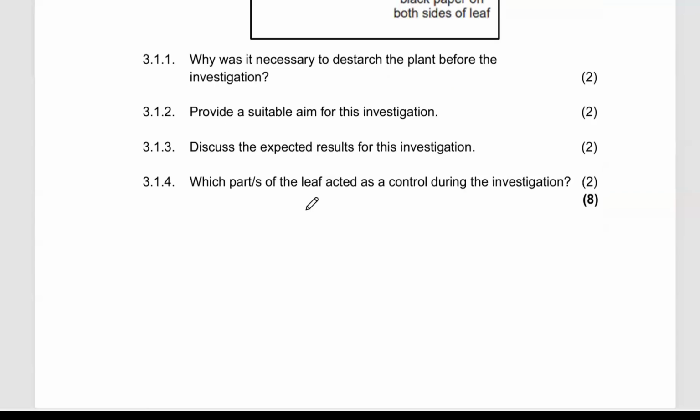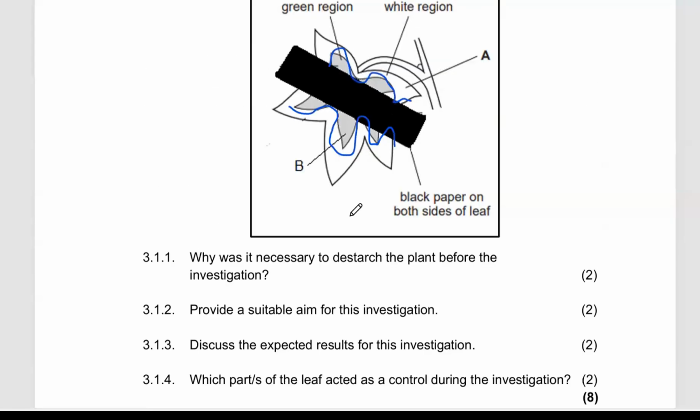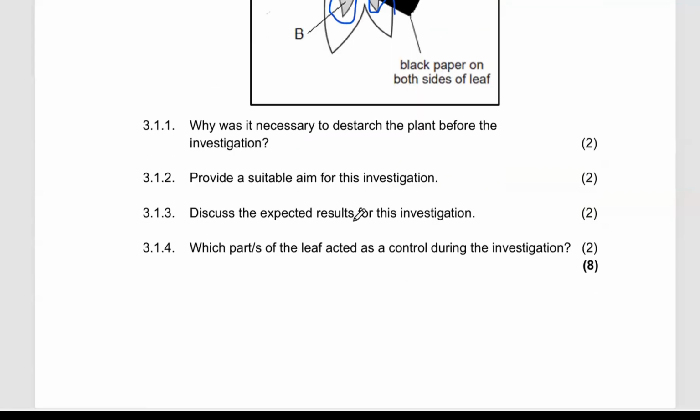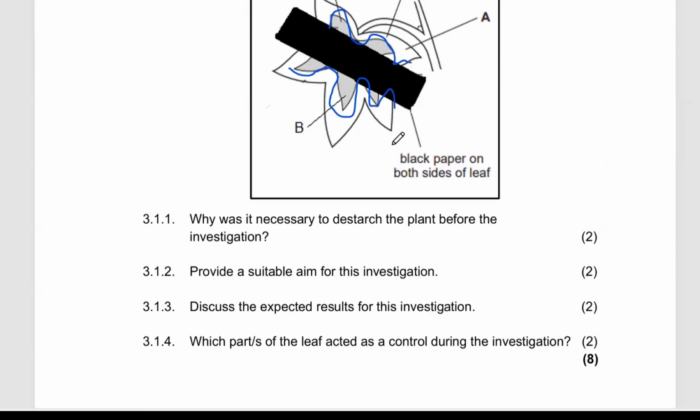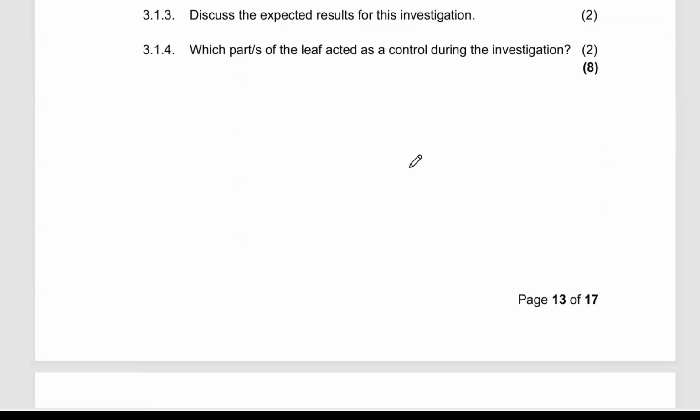Then we go to which part or parts of the leaf act as a control experiment. Here, the control experiment is the part of the leaf covered with the black paper. The black paper is the one to show that light is necessary for photosynthesis.